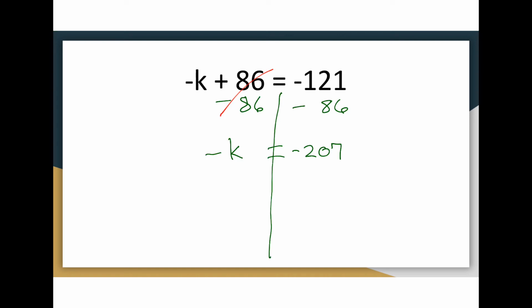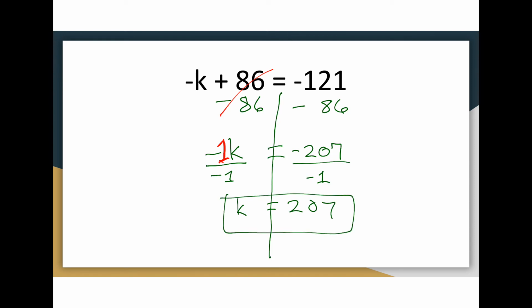So here I have negative k, I just want a positive k. But do remember that in front of a k, in front of any variable, if there's no number, there's always that invisible 1 that's right there. So if I want to find out what just k is, then I can divide by negative 1, and that will give me just k. Divide by negative 1 here, and I get k is equal to 207. Negative divided by negative is a positive. So that would be a positive 207.